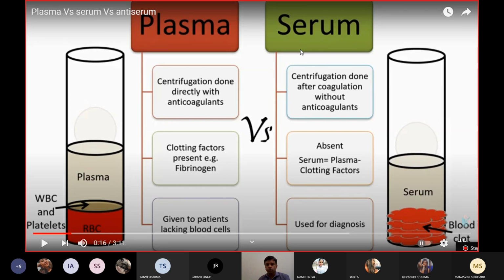Okay, so I think now it's clear. So serum is plasma minus clotting factor, and plasma is the one which is containing the clotting factors. Okay.